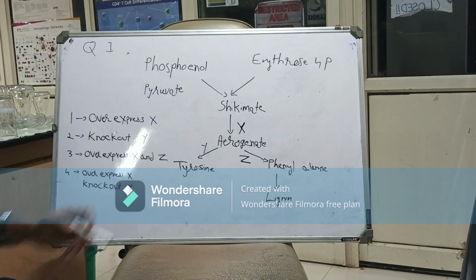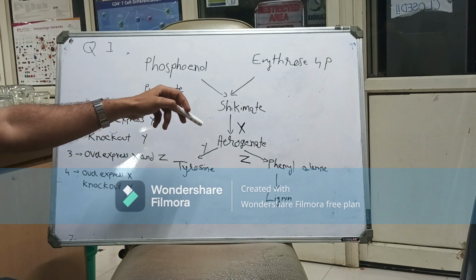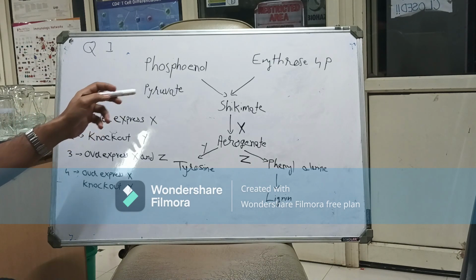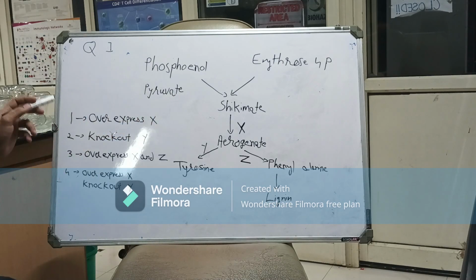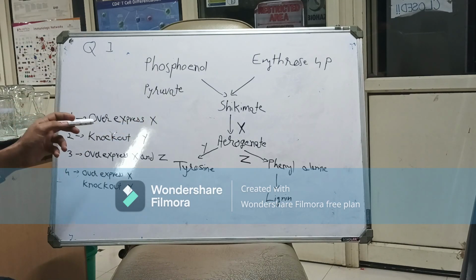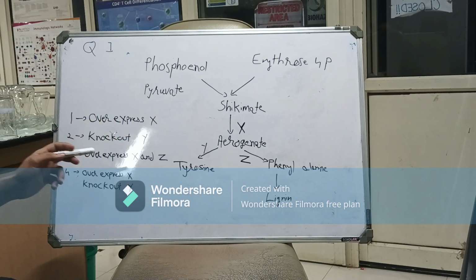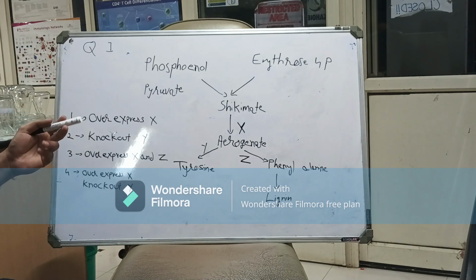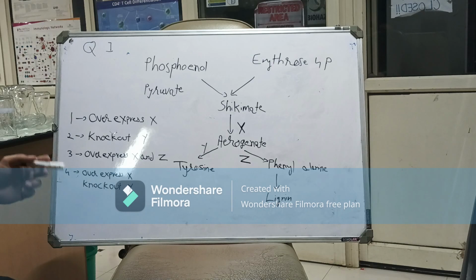So now, how can we manipulate these three enzymes to maximize lignin production? Our options are: first, overexpress the gene coding for enzyme X. Second option is knock out the gene coding for enzyme Y. Third option is overexpress the gene for enzyme X and Z. And fourth option is overexpress the gene for enzyme X and knock out the gene for Y.